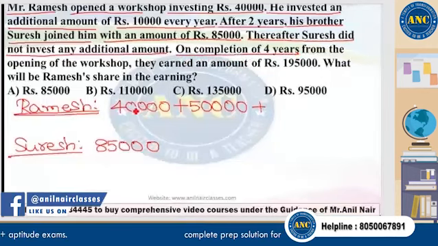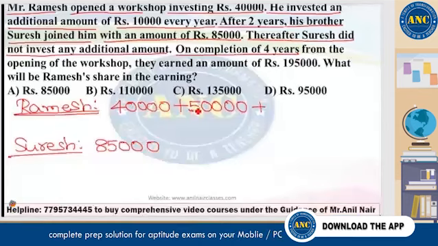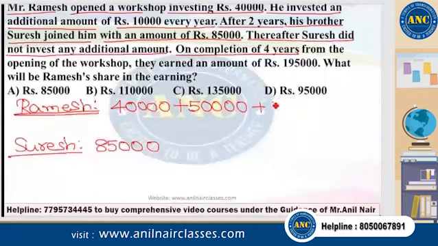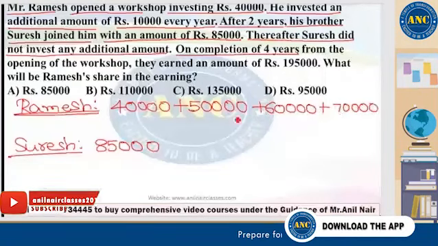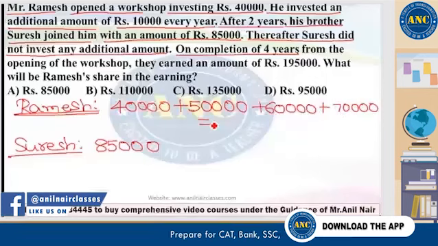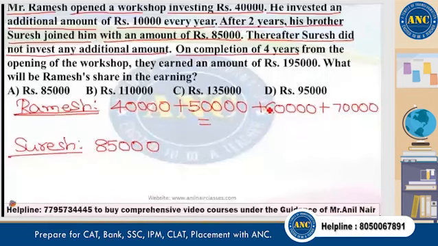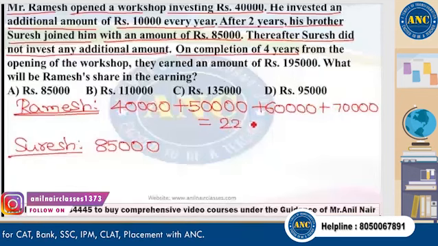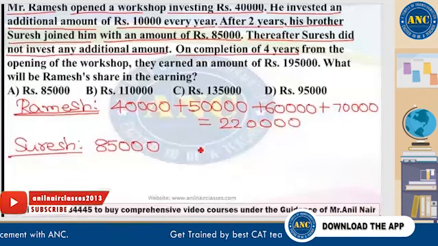That means, can I say that first year completed, invested 40. Second year completed, Ramesh invested 50. Third year completed, Ramesh invested 60. For the fourth year, Ramesh has invested 70,000. Every year 10,000 extra he will invest. That means totally what Ramesh has invested is 4 plus 5 is 9, 9 plus 6 is 15, 15 plus 7 is 22. 22 followed by 2 zeros is what Ramesh is investing in 4 years.